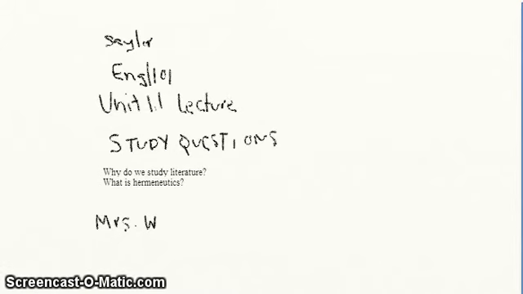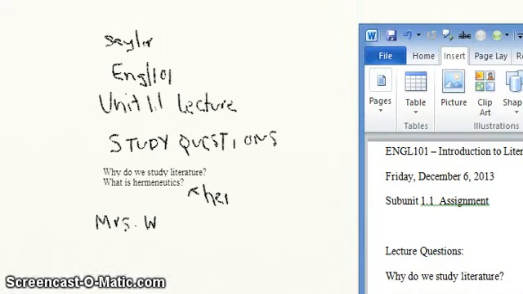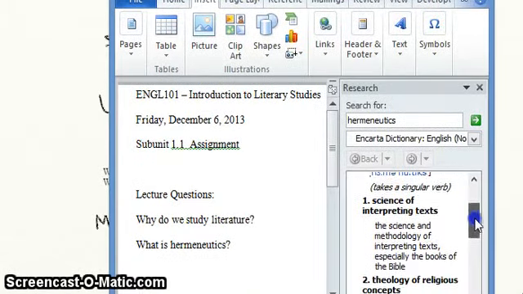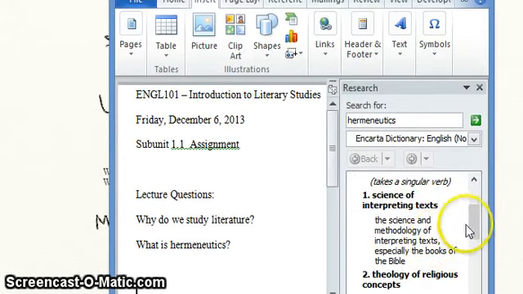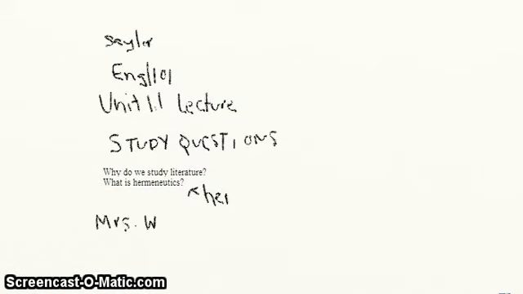I hope I said that right. So I'll start with the easy one first. What is hermeneutics? You can see how it's spelled. I looked it up using Microsoft Word's dictionary, and it says hermeneutics is the science of interpreting texts and methodology, especially books of the Bible, or the theology of religious concepts. And that's the dictionary definition.